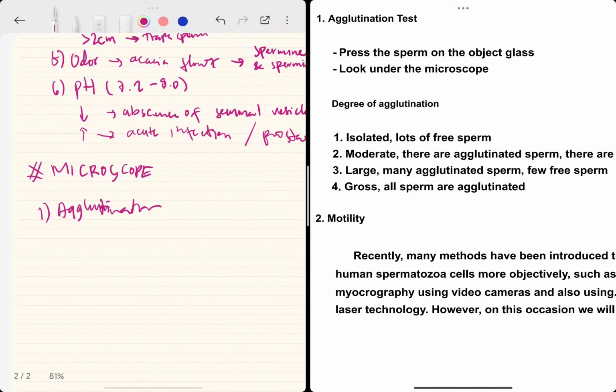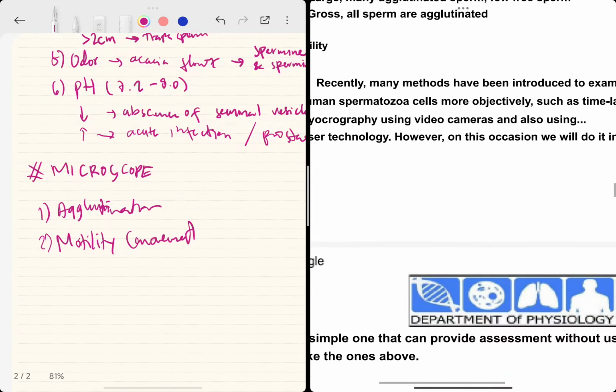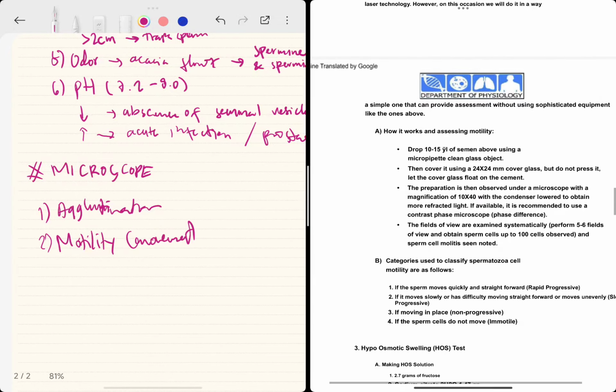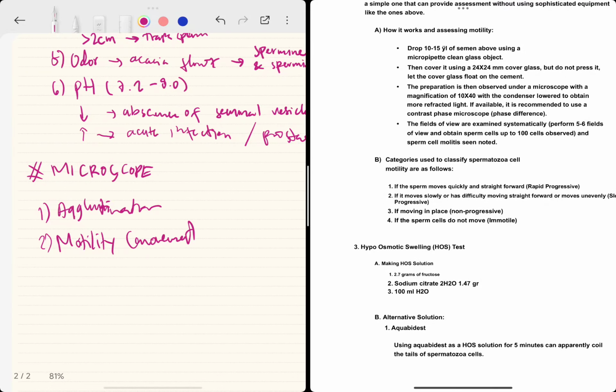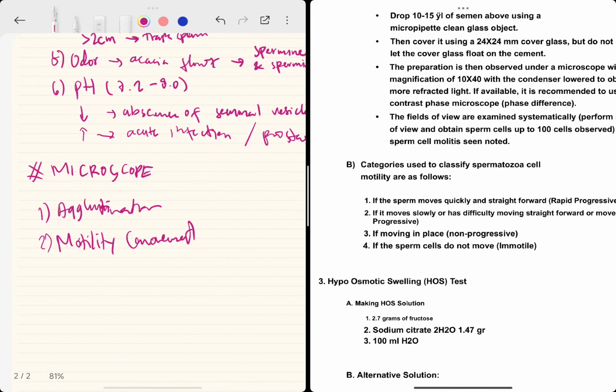Okay, and then the second one we are going to do is motility. Sorry, motility is to see the movement of the tail. Okay, we're just going to go into the categories.